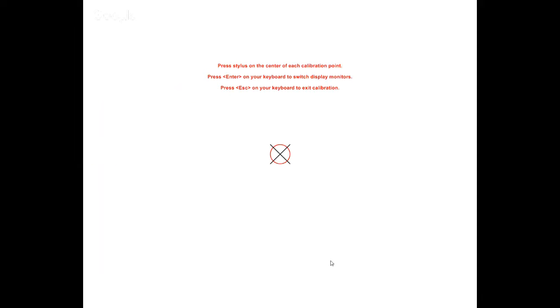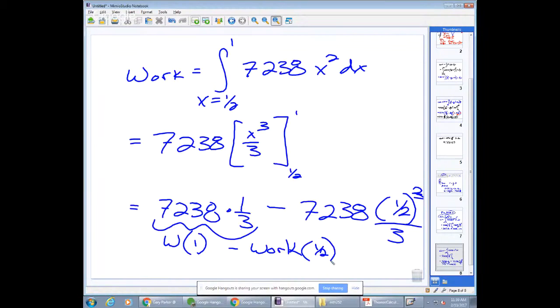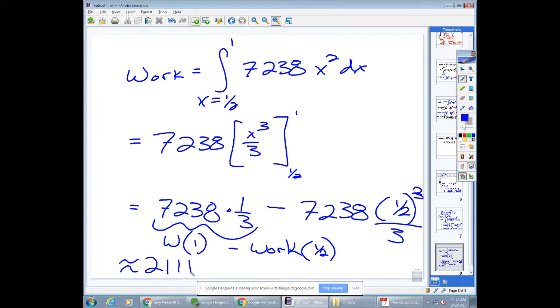And that's for the difference, right? This entire computation here. So it's approximately 2,111 inch-pounds. Way more work for that second half inch. The first half inch was about 302 inch-pounds. Next, it's about 2,111. A lot more work.